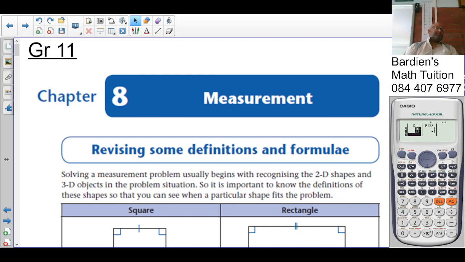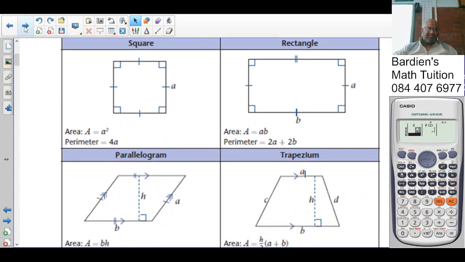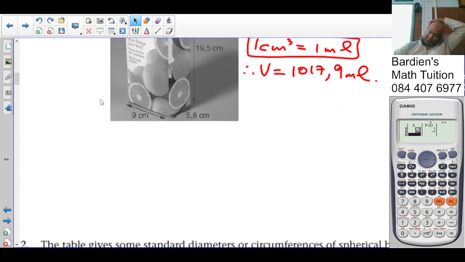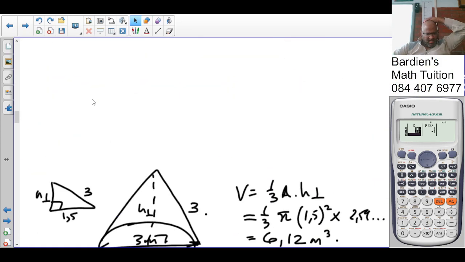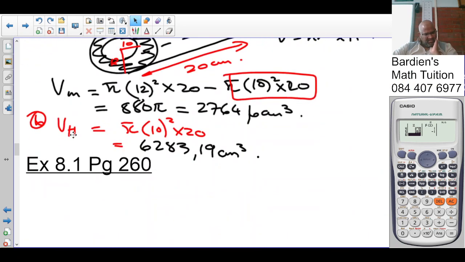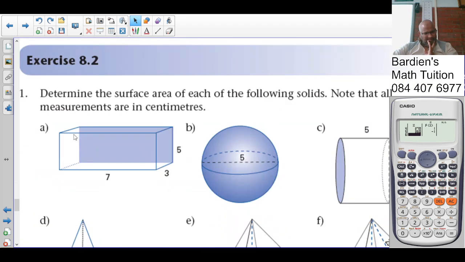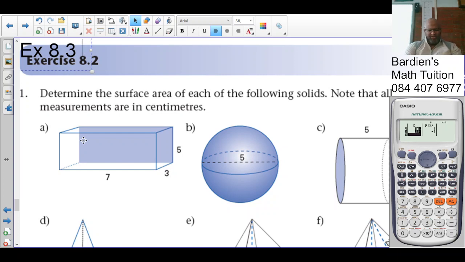Okay, good afternoon, class. So at this point we're looking at measurement. You guys had some homework? The homework was exercise 8.2. It's on page .